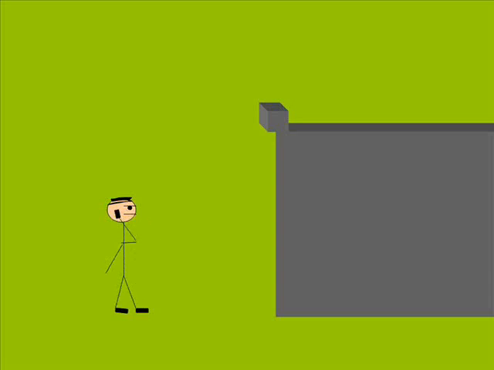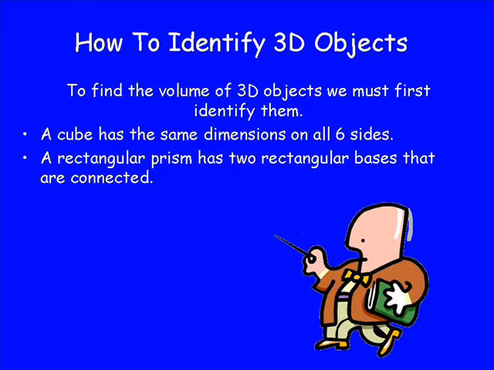Need to know how to find the volume of 3D objects. How to identify 3D objects. To find the volume of 3D objects, we must first identify them. A cube has the same dimensions on all 6 sides. A rectangular prism has 2 rectangular bases that are connected.